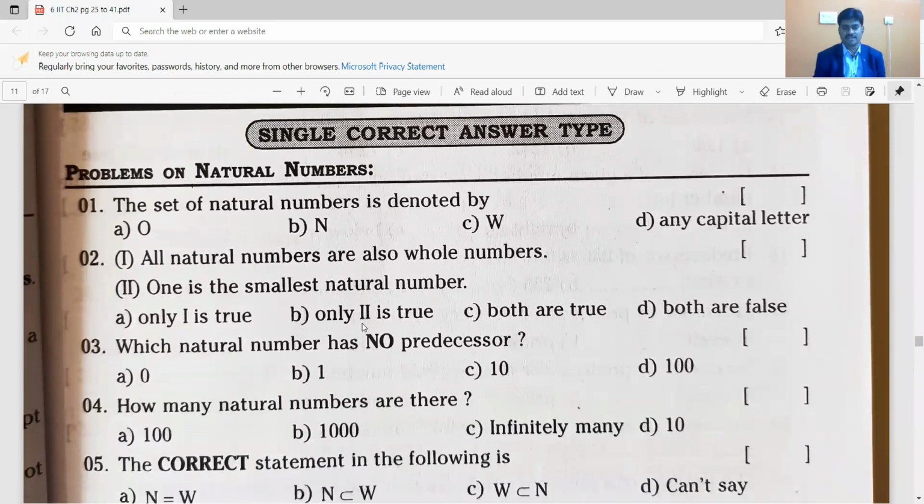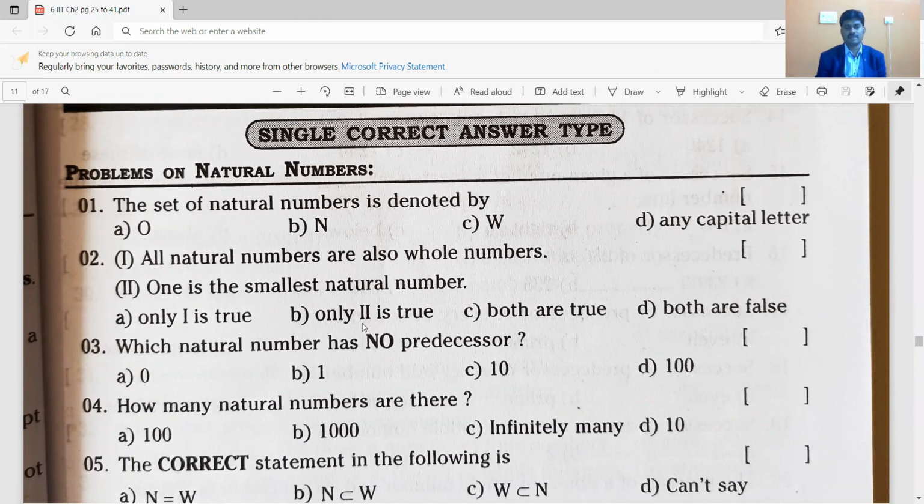The set of natural numbers is denoted by the letter N. Second one, all natural numbers are also whole numbers. Yes. 1 is the smallest natural number. Yes, both are correct, because whole numbers start from 0, and 0 and natural numbers together are called whole numbers. That's why both 1 and 2 are correct.